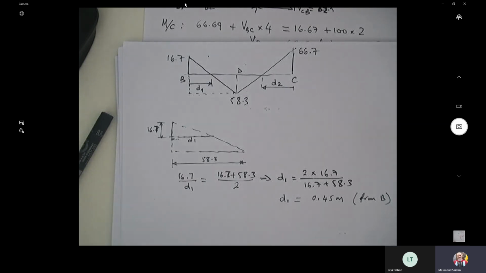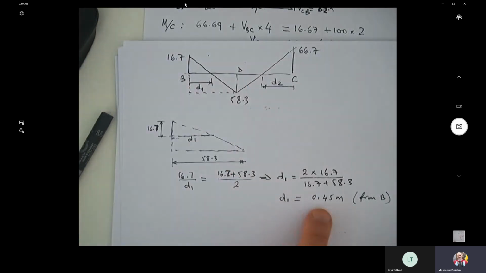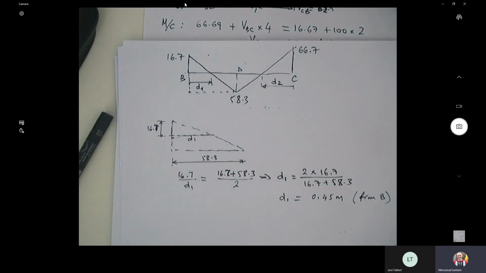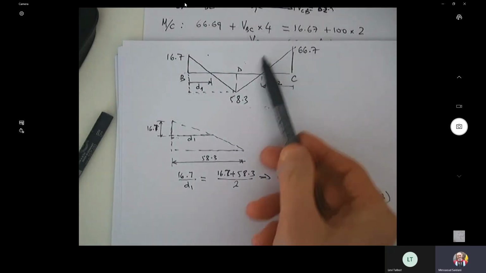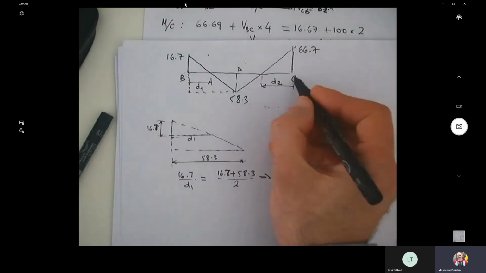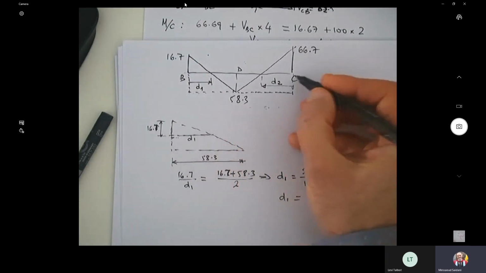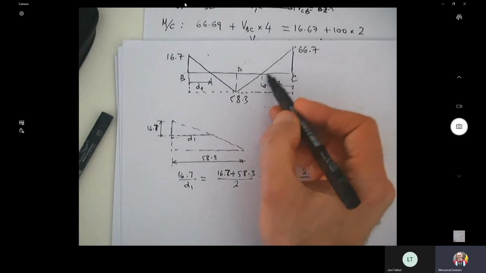Does it make sense? Yes, it does, because the length is 2 meters here, and this is roughly a bit less than half. So that's okay. Now we can look at the similar triangle for this one here. So we're looking at the big triangle, this one here, and this small triangle there.